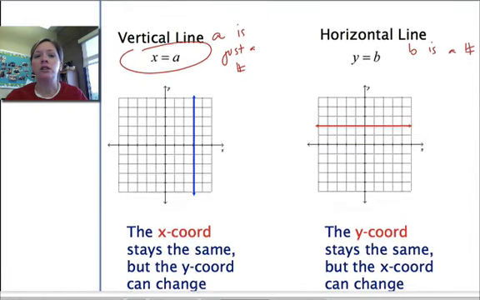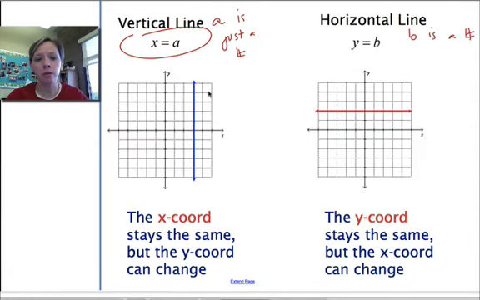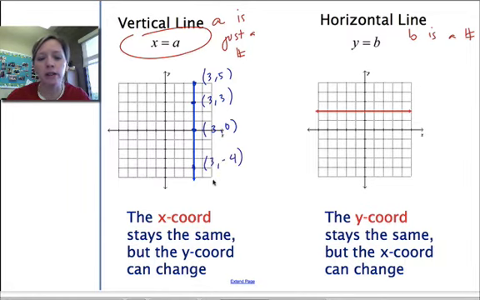So let's look at these two examples. With a vertical line, the x-coordinate stays the same, but the y-coordinate can change everywhere. So if we look at this line, for example, that point right there is the point 3, 0. If we look at this point right here, that's the point 3, 3. Up here, that's 3, 5. We could even go down here, and that's the point 3, negative 4. So notice in every single one of these points, my x-coordinate is 3, but my y-coordinates are all changing.